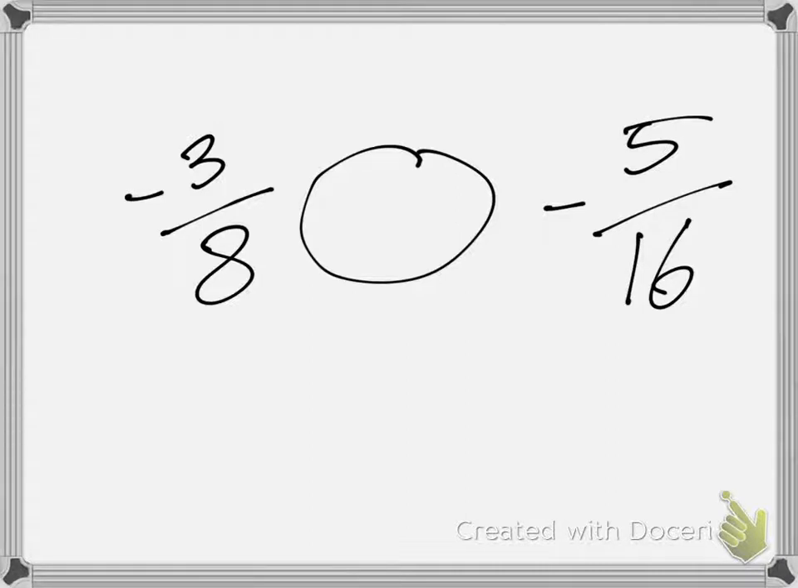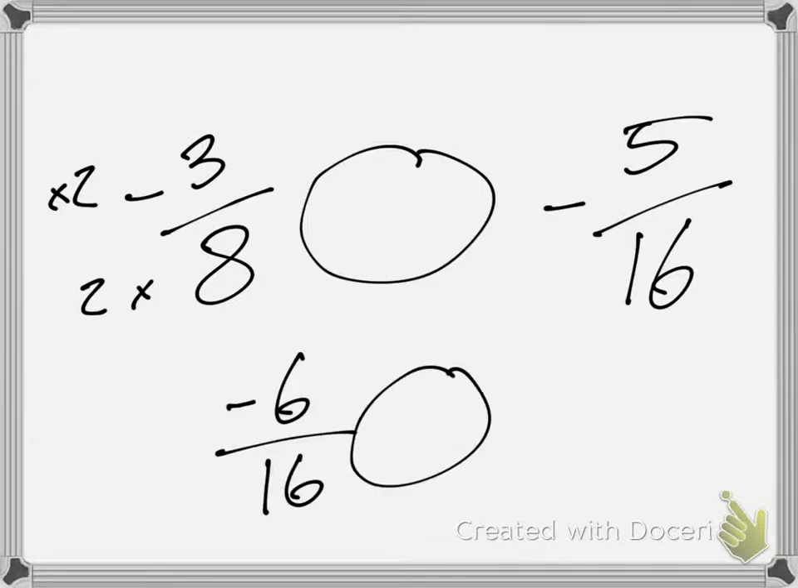We multiply times 2. What is that called? Why are we doing that? Chase? Yeah, to make our denominators the same. So we multiply everything on this side times 2, right? What's -3 times 2? Chase again. -6. So we get -6/16, and we get -5/16.